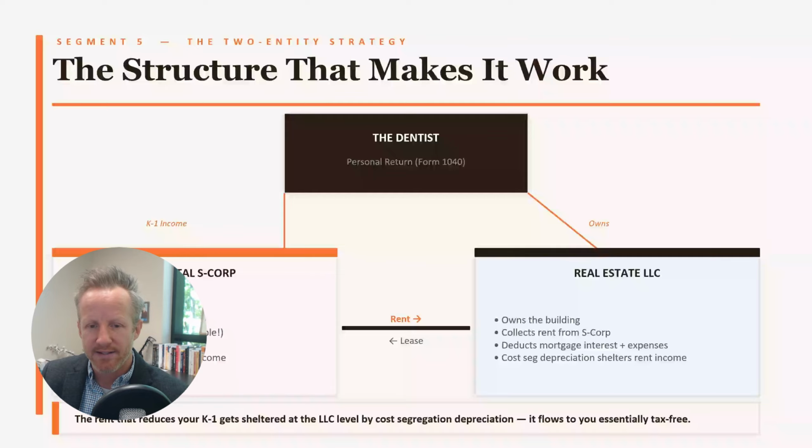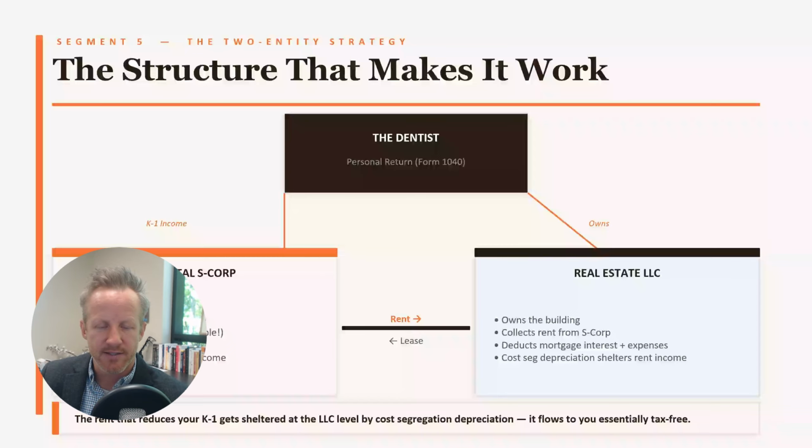Now, on the right-hand side, you have the real estate LLC. This is the disregarded LLC. This owns the building. It collects rent from your S corporation. It deducts mortgage interest and other expenses for the building. And this is where you could do a cost segregation depreciation analysis to shelter rental income.